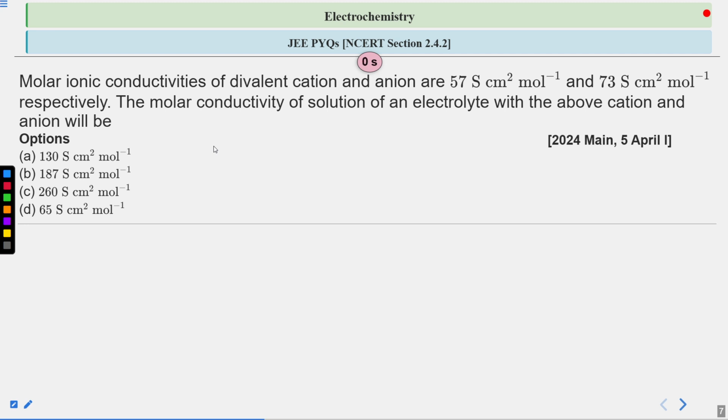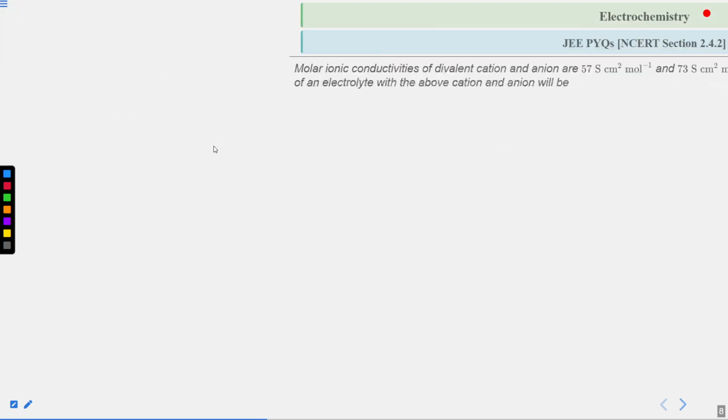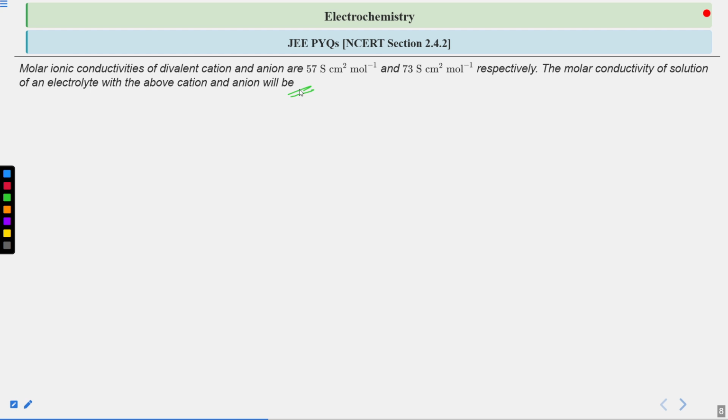Okay, let's see. For this given question, the correct answer is option A, that is 130 Siemens centimeter square mole inverse. This is the value of molar conductivity.